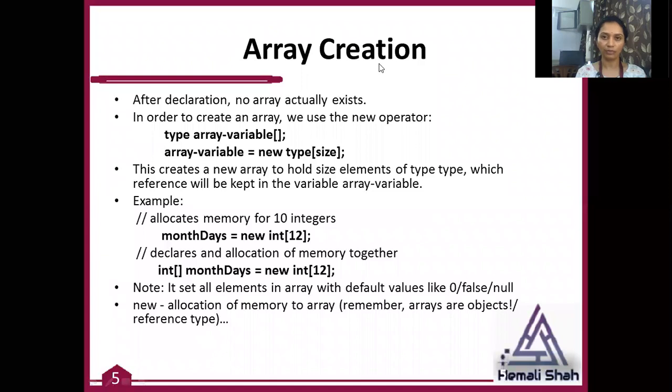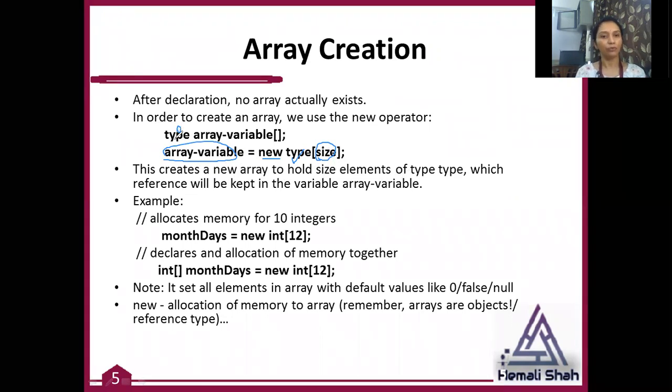You want to create memory for that variable. For that, the syntax is the array variable name equals new. New is a keyword. After the new keyword, you have to use the data type of this variable, this type. Then the size of the variable, which you have to give as an integer only. This indicates the number of elements you require for this array. This creates a new array to hold size elements of the given type.